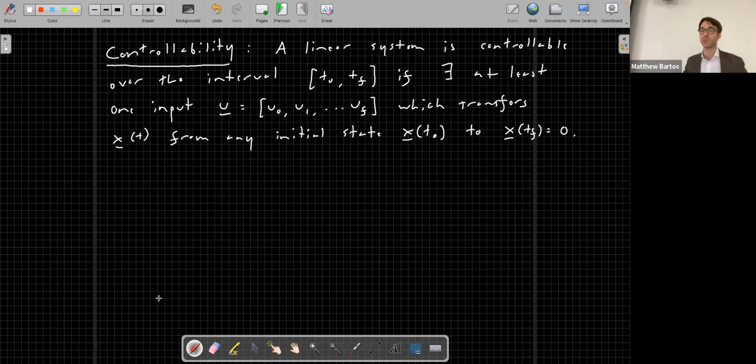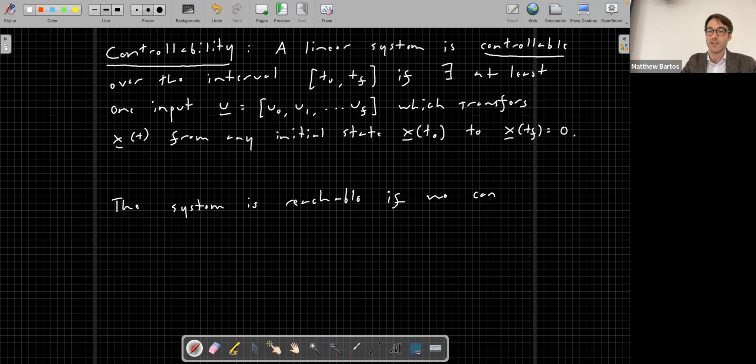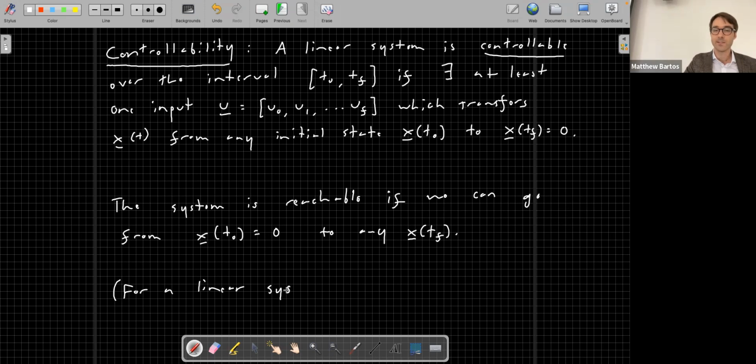Okay, so this is the definition of controllability. A linear system is controllable over some time interval if there exists at least one series of inputs which transfers our state from any initial condition in the state space to the origin. Similarly, we say that the system is reachable if it goes the other way around. So it's reachable if we can go from x(t naught) equal to 0 to any desired final state. And for a linear system, these two definitions are equivalent. So for a linear system, controllability implies reachability.